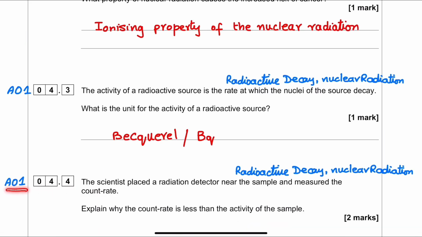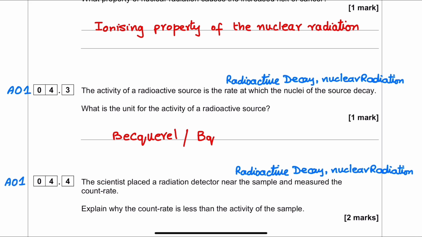4.4 is an AO1 question, and this question is again from the topic of radioactive decay and nuclear radiation. The scientist placed a radiation detector near the sample and measured the count rate. Explain why the count rate is less than the activity of the sample. The reason is that the radiations are spreading out in all directions. Only a few of the radiations enter the detector. Therefore, the count rate is less than the activity of the sample.